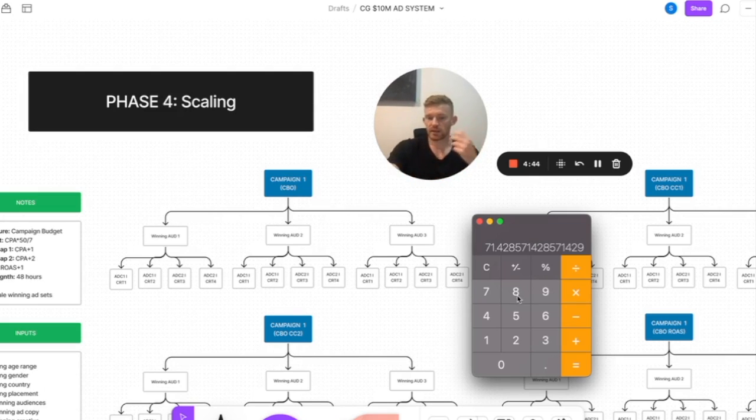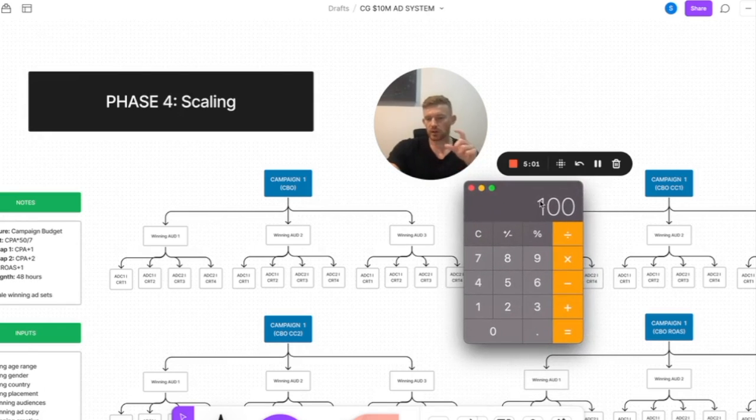So if this was me in this example, I would probably set it honestly at $100 a day, right? CBO, $100 a day, that's pretty good. You could do 80, 90, but just easy math, easy working out how much you're going to spend. I would do it at $100. Now, there's something important to note, because the $100 will ensure that we probably get 50 conversions, right?